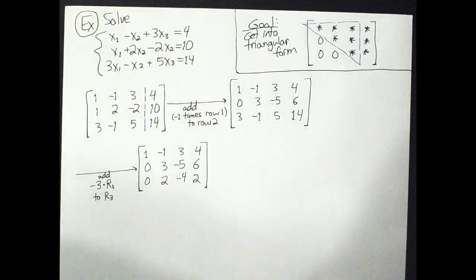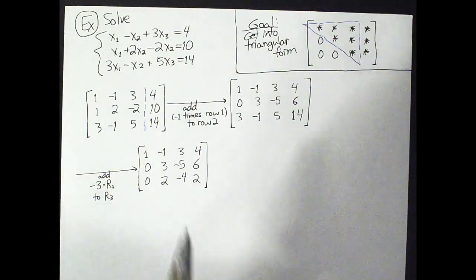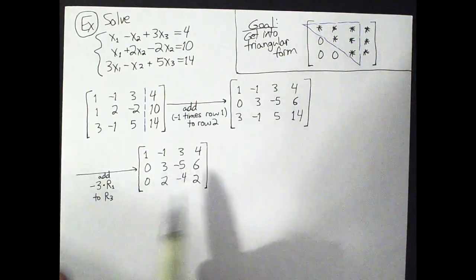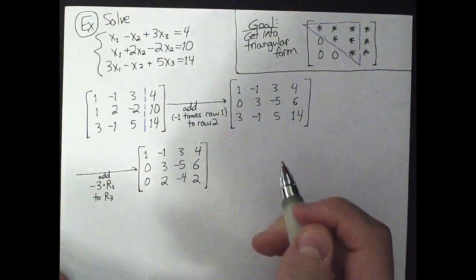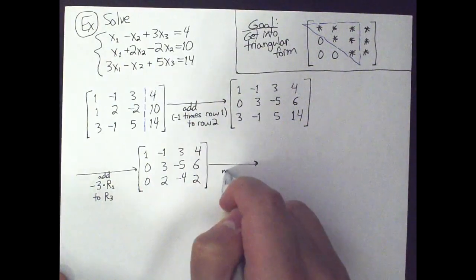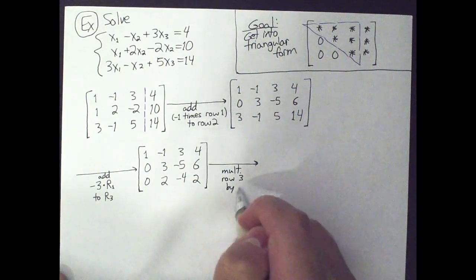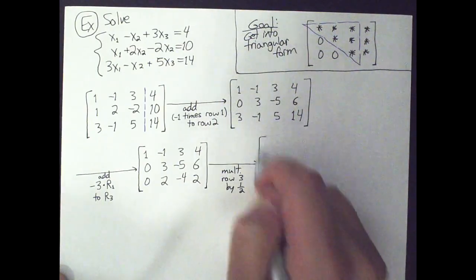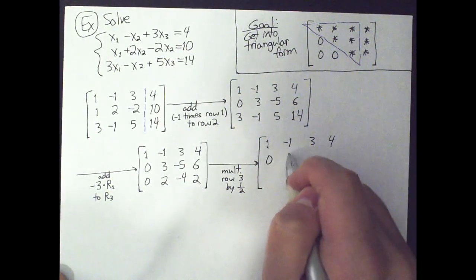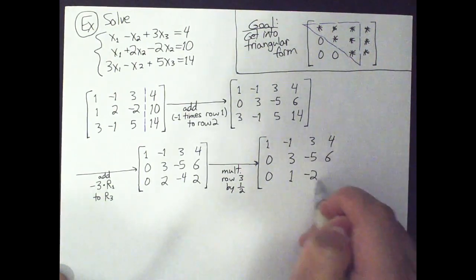All right, let's take a quick look at this. I kind of want to get another 0 to show up in this thing. You know what, though? I notice a 2, negative 4, 2. That entire row is multiples of 2. So how about we multiply row 3 by 1/2? We did that on a previous problem, and it made things a little simpler. Let's do it here, too. So this becomes 0, 1, negative 2, 1.